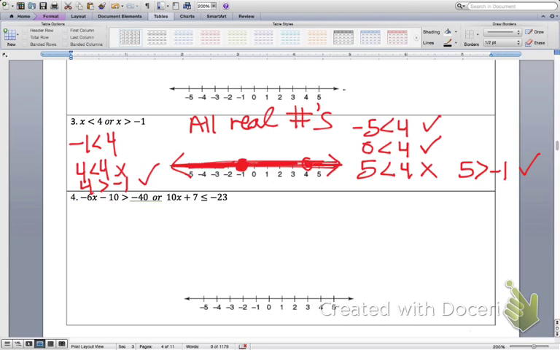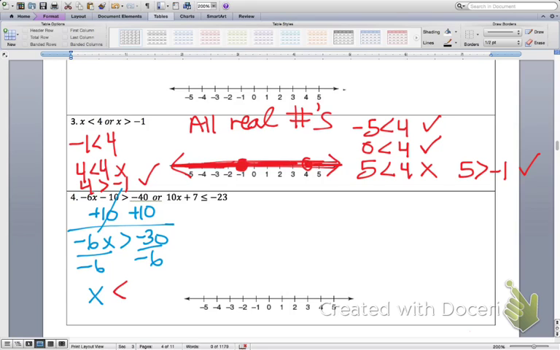Let's go to our last problem. In this case, notice that my inequalities have expressions that need to be solved for x. So we need to actually solve for x. I'm going to add 10 on both sides. Cross that out. Negative 6x greater than negative 30. Divide by negative 6. Remember, when we divide by a negative, the inequality switches. So this has to switch out. So remember that minor detail from last quarter.